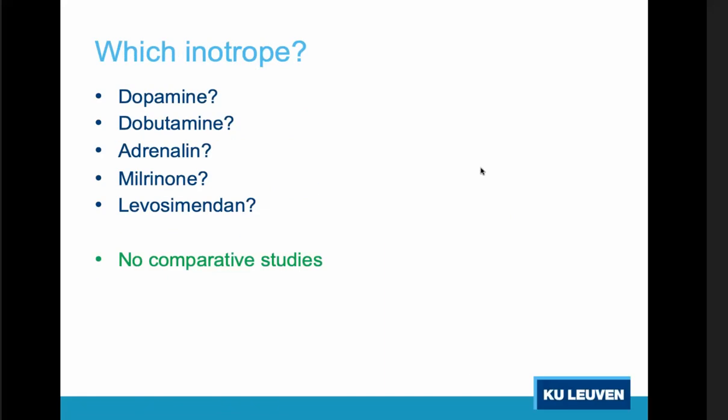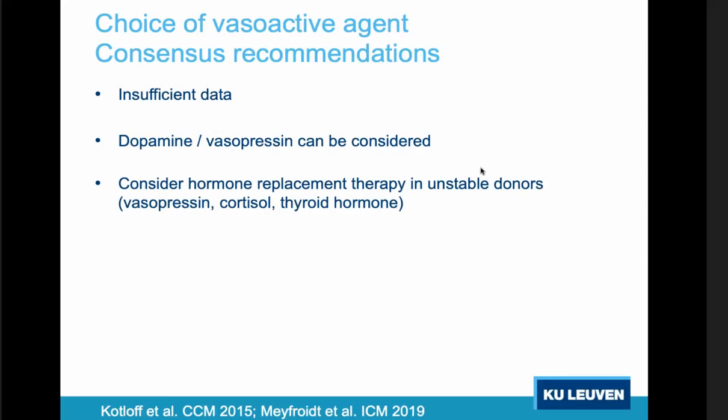With regard to the choice of inotrope, we also do not have studies that compared two inotropes head-to-head in brain-dead organ donors. So the choice really depends on the hemodynamic profile of the patient and the physician's preference. So in conclusion, for the choice of the vasoactive agent, the consensus recommendations say that there are insufficient data to make solid recommendations about the ideal vasopressor of choice. However, dopamine and vasopressin can certainly be considered as vasopressors. In unstable donors, as already said, it's important to consider hormone replacement therapy apart from administering vasopressors.